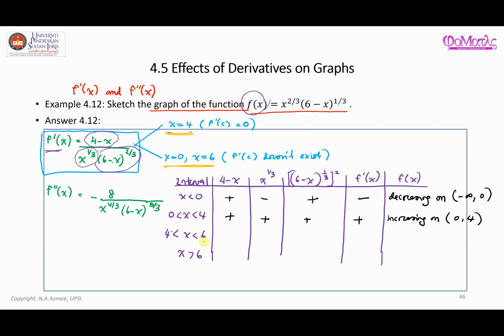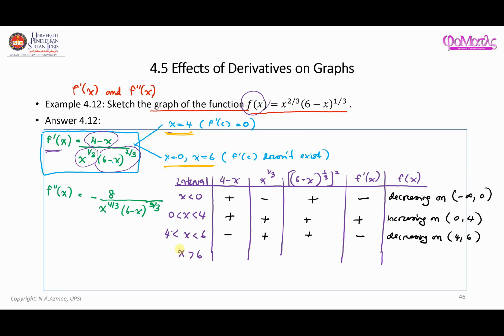Next, between 4 and 6, this is going to be negative. This is going to be positive, because x is a positive value. For this one, x is a positive value and x is always smaller than 6, therefore the expression inside here is positive, and the whole thing here becomes positive, and this becomes negative. Negative times positive is negative, so that's why the result is negative. So we say that fx is decreasing on the interval 4 and 6.